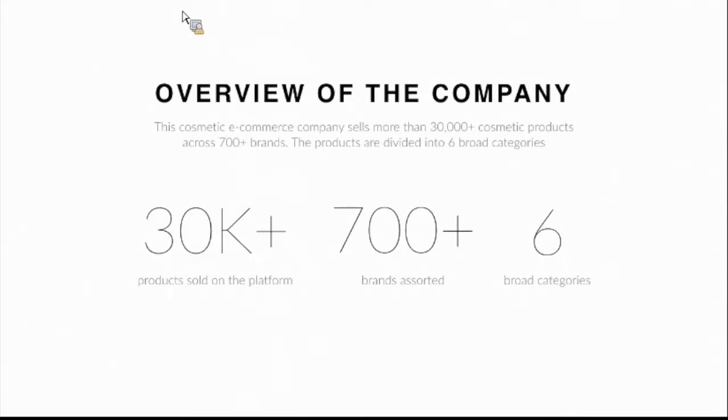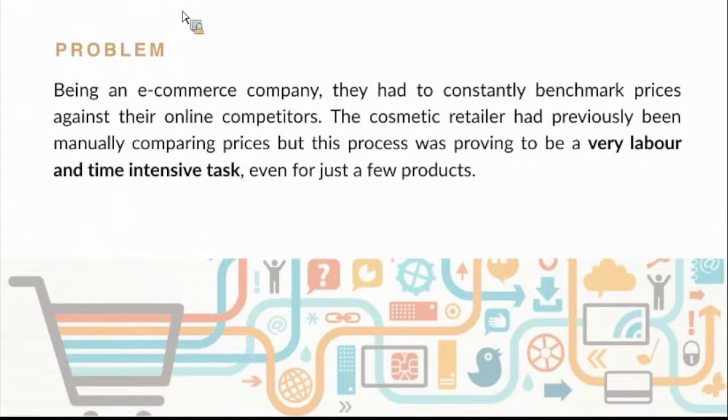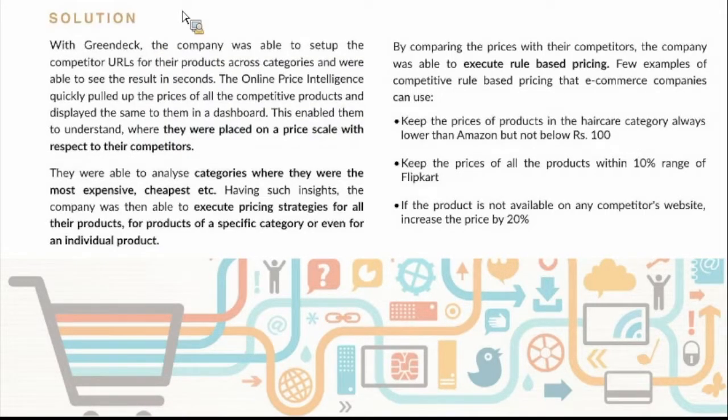Being an e-commerce company, they had to constantly benchmark prices against their online competitors. The cosmetic retailer had previously been manually comparing prices, but this process was proving to be a very labor and time-intensive task, even just for a few products. This is where Greendeck came in. With Greendeck, the company was able to set up the competitor URL for the product, and the online price intelligence, essentially the competitive positioning feature of our product, quickly pulled up the prices of all the competitive products and displayed the same to them on the dashboard.